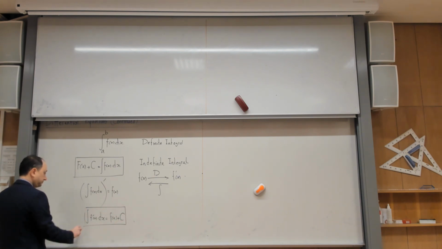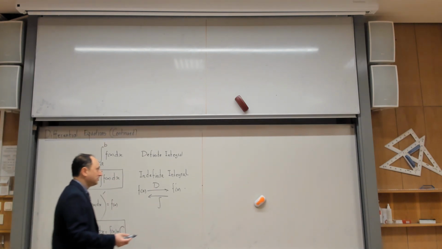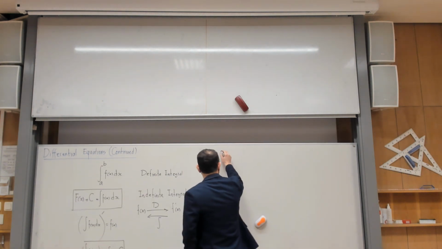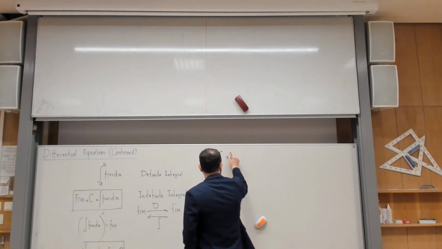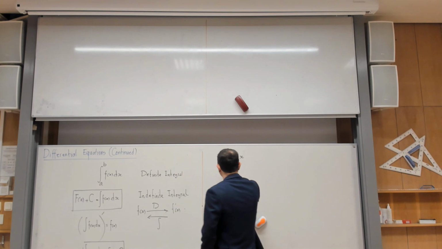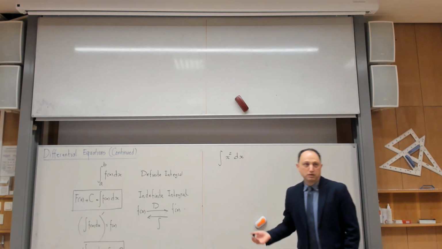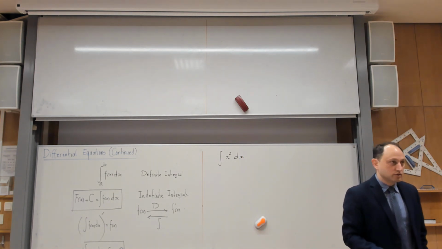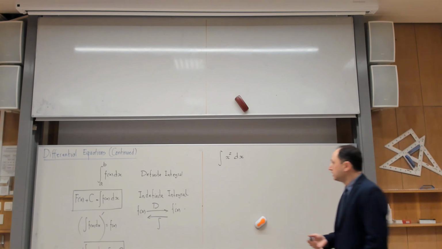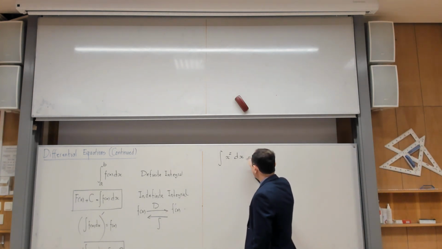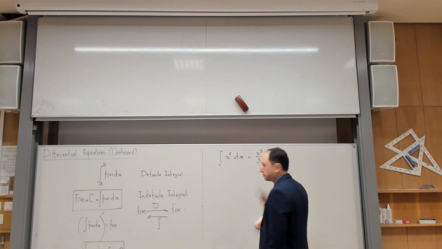Yes? So for example, if I ask you to calculate the integral of x to the power of 2 dx, what do I mean by this symbol? I mean find all primitive functions for x squared. As simple as that, yes? So then you know that a primitive function for x squared is x to the power of 3 divided by 3, and you put a constant in front.